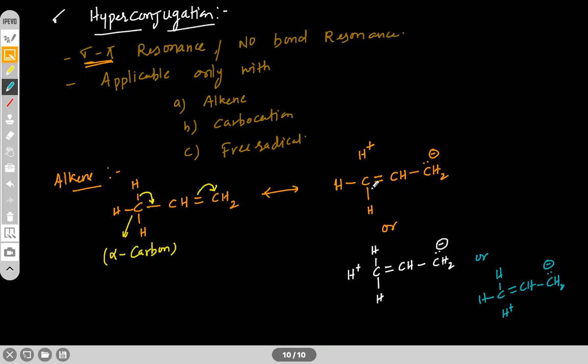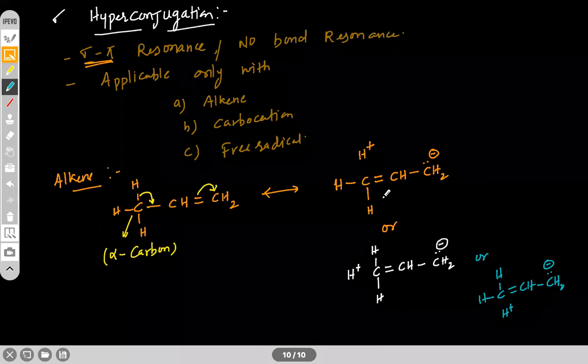Right. This H plus here is present over there without any bond. Hence, we call it no bond resonance. Okay. So, if they ask you the number of hyperconjugative structures, we always count the structures that we can draw plus the given one. Okay.